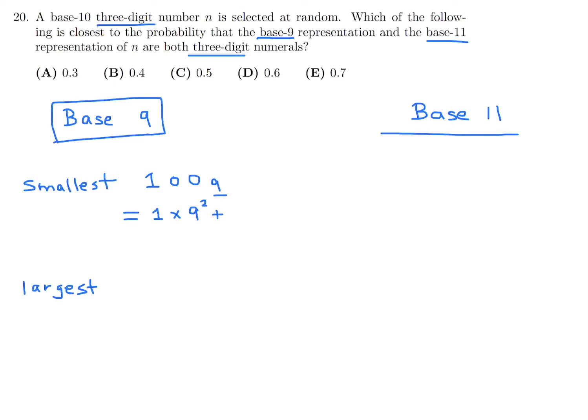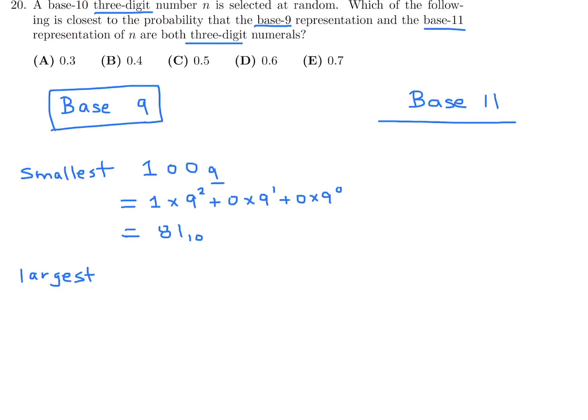9 to the power of 2 plus 0 times 9 to the power of 1 plus 0 times 9 to the power of 0. Correct? So this just gives you 81. 81 in base 10. Okay? So if we were to draw a number line, it looks like so far our lowest limit, if you look at base 10 numbers, is 81. Okay, let's keep going here.